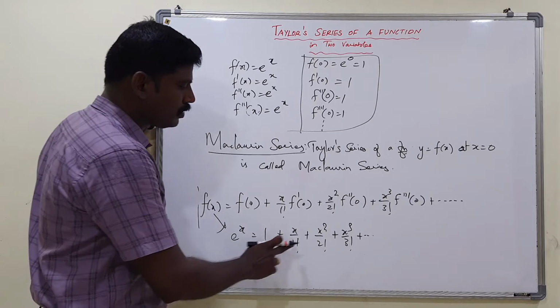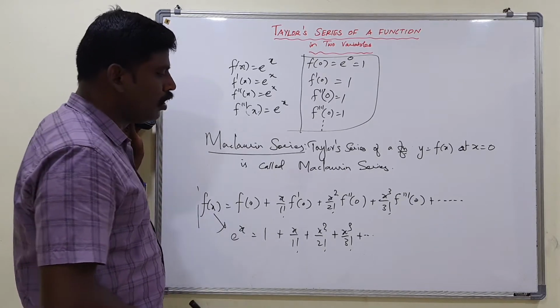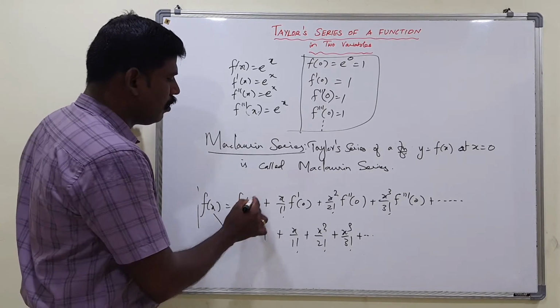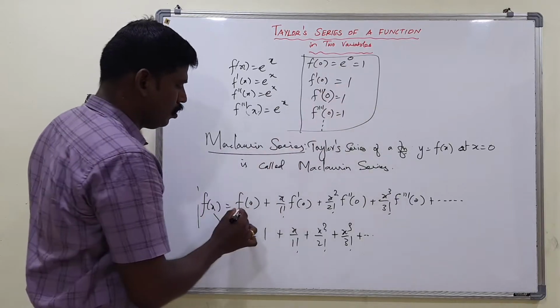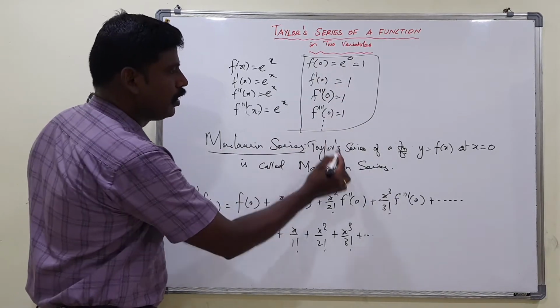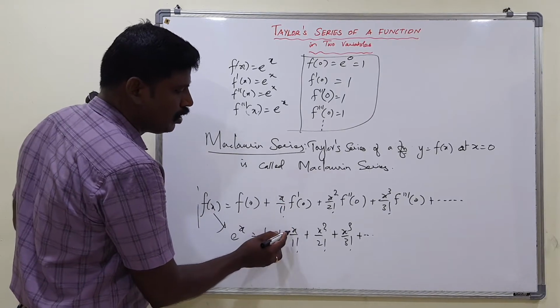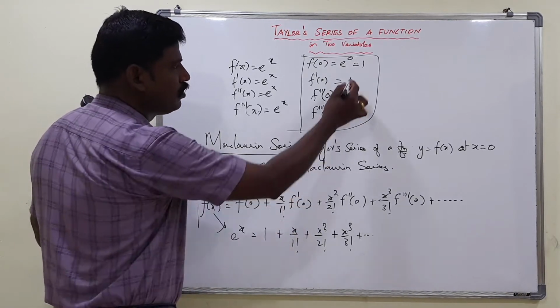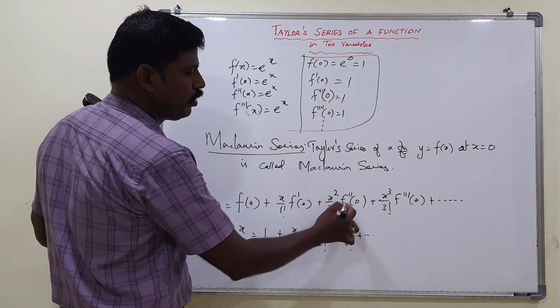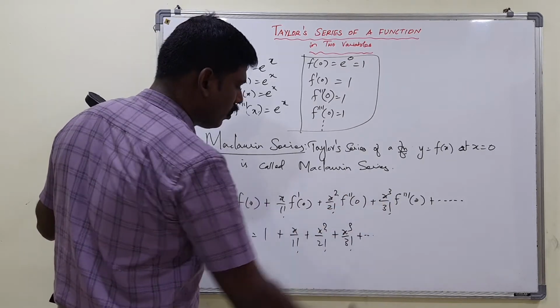1 plus x by 1 factorial plus x square by 2 factorial plus x cube by 3 factorial. What is f of 0? 1. So 1 plus (x minus a), a becomes 0, so x minus a becomes x. x by 1 factorial into f dash of 0, which is 1, plus x square by 2 factorial into 1 plus x cube by 3 factorial into 1, etc.